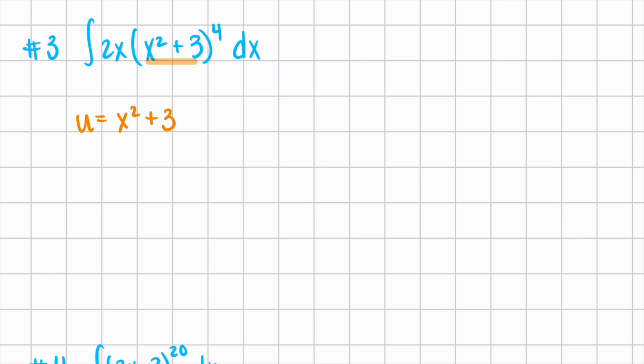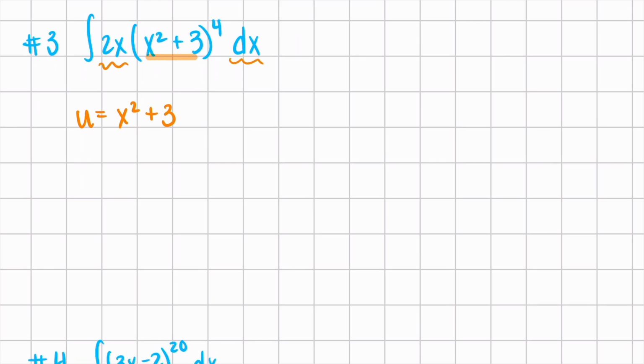And when you do that, you hope that the other stuff that's happening is going to help you get your dx. Or sorry, help you get your du. So my du, take the derivative, 2x dx. And notice it is. And if we want, we can rewrite the problem.